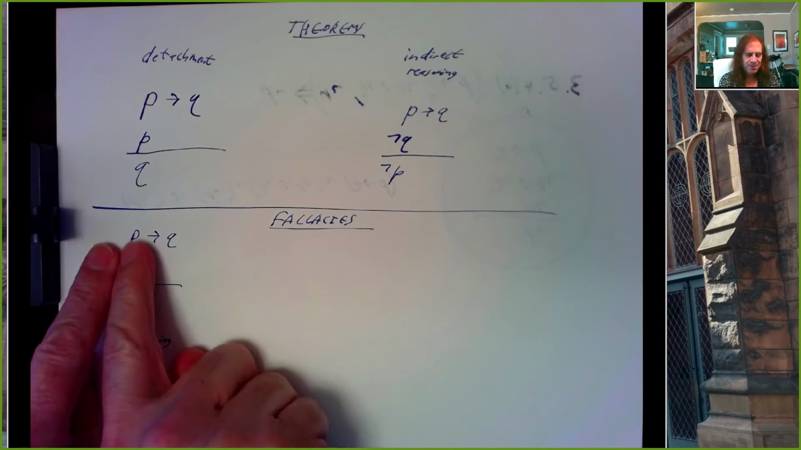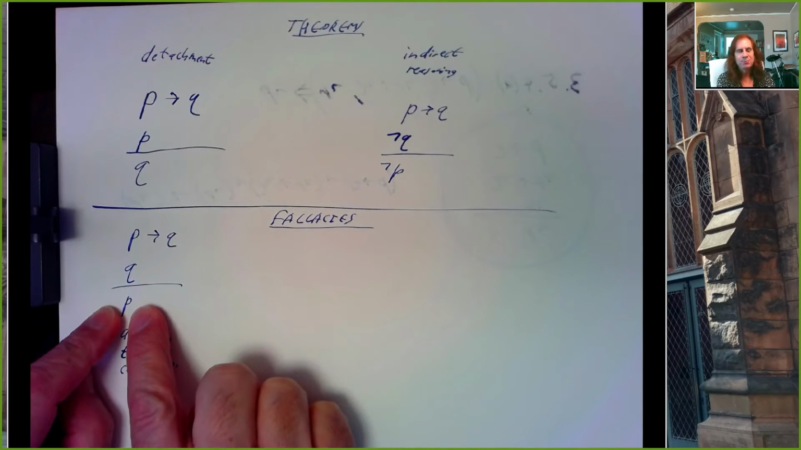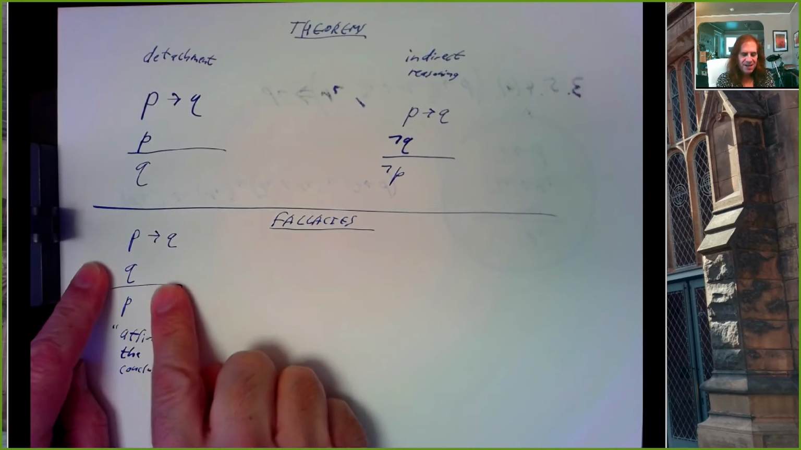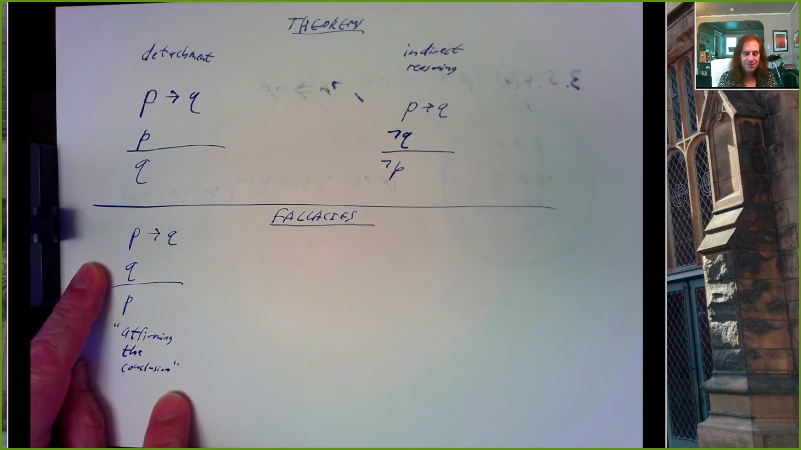Right? If it's Monday, then we have class. We have class, therefore it must be Monday. Could be Wednesday, could be Friday. So this is not a valid law of logic. It's not a theorem. It's called a fallacy, and it's the fallacy of affirming the conclusion.